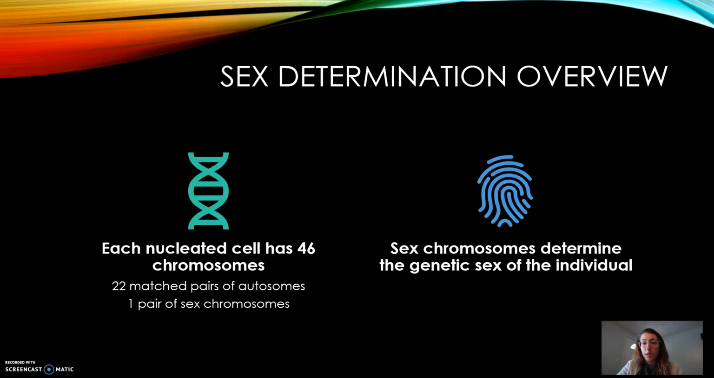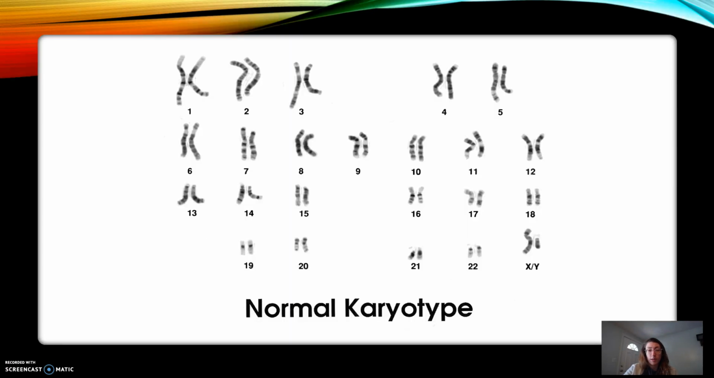So, sex determination overview. This will be brief, and basically each nucleated cell in our body has 46 chromosomes: 22 matched pairs of autosomes, and 1 pair of sex chromosomes. Autosomes are our body cells, and they direct the development of physical features and blood types. Sex chromosomes, on the other hand, determine the genetic sex of the individual, which is, like I said, either male or female. That'll be discussed in our next slide.